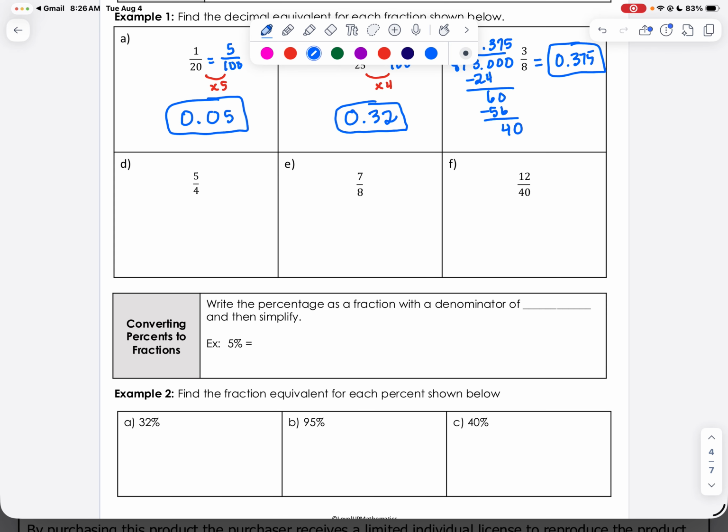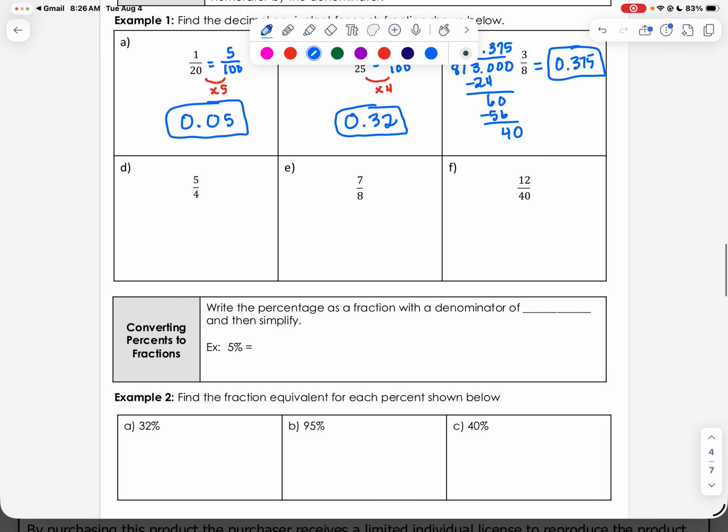5/4. What is the decimal equivalent? Well, 4 will not go into 10 evenly, but it will go into 100 evenly. So if I multiply that by 25, 4 times 25 is 100. So I must also multiply the 5 times 25, and that gives me 125 over 100. So 125 divided by 100.